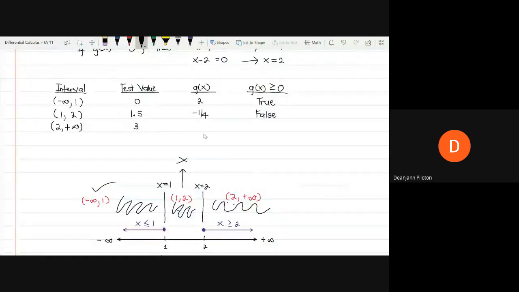So input nato diri positive 2. So g of x is greater than 0 kung imuhang g of x is 2. So this is a true statement. So, put ka natin true. So, that means na tama ni siya na interval or solution siya. Part siya sa solution for the values of x.